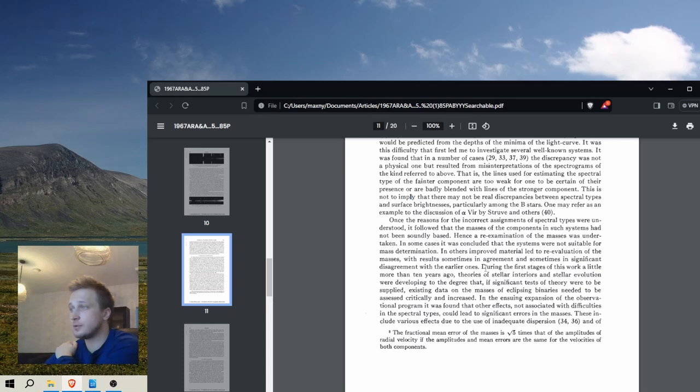During the first stages of this work, a little more than 10 years ago, theories of stellar interiors and stellar evolution were developing to the degree that, if significant tests of theory were to be supplied, existing data on the masses of eclipsing binaries needed to be assessed critically and increased. In the ensuing expansion of the observational program, it was found that other effects not associated with difficulties in the spectral types could lead to significant errors in the masses.